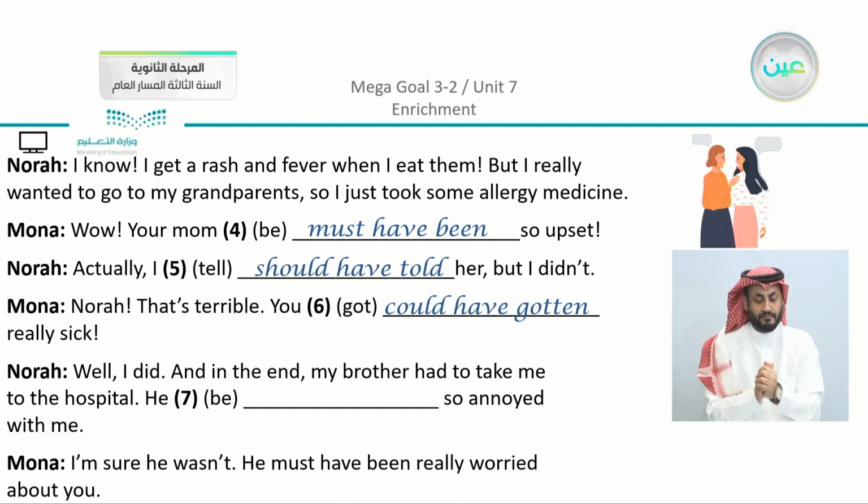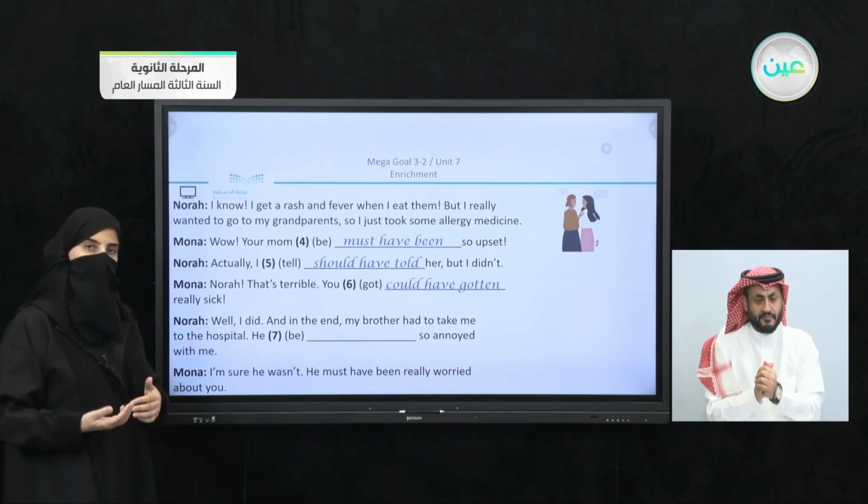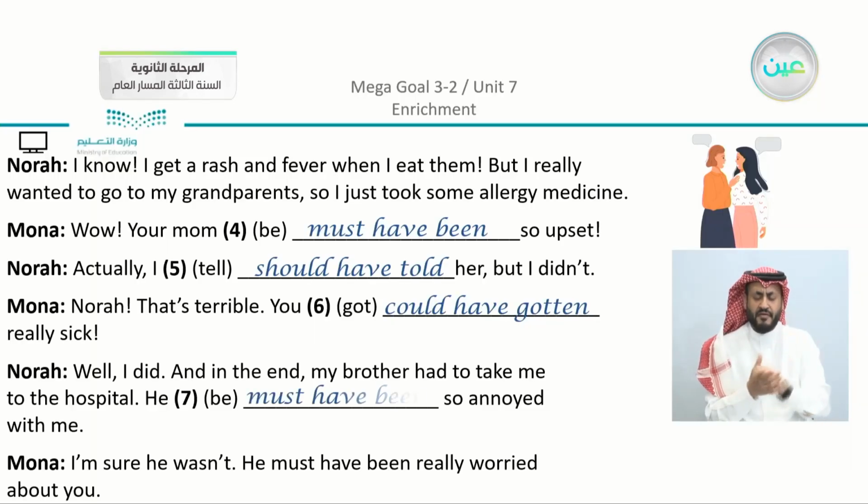So she is just expecting this, or she may just have assumed it. So here we're going to say that he must have been so annoyed with me. And Muna replies, I'm sure he wasn't. He must have been really worried about you.